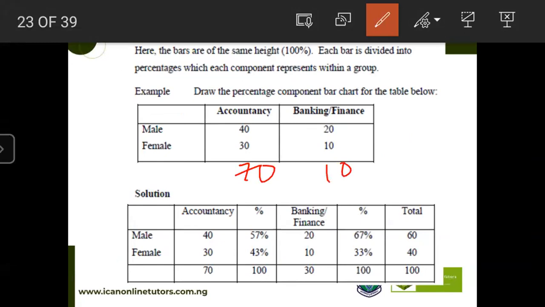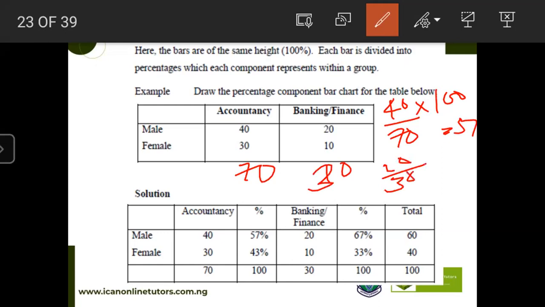Male will give you 40 out of the total 70 multiplied by what? 100%. This will give you what? 57. Do the same for female. 30 over 70 times 100%. It will give you 43. Go to banking and finance. 20 over 30 multiplied by 100. It will give you what? 67%.